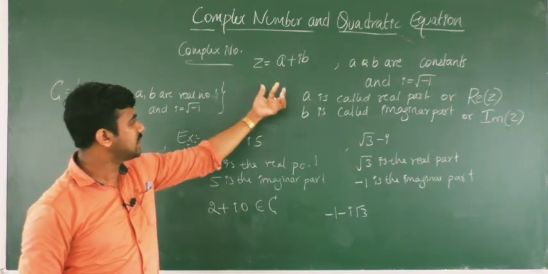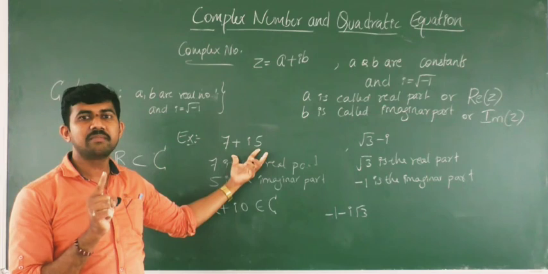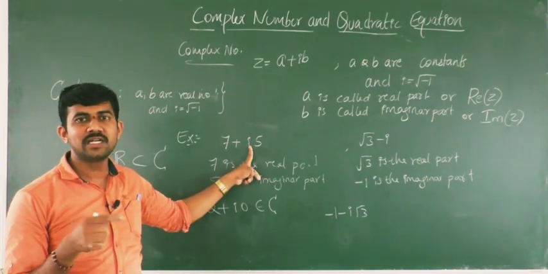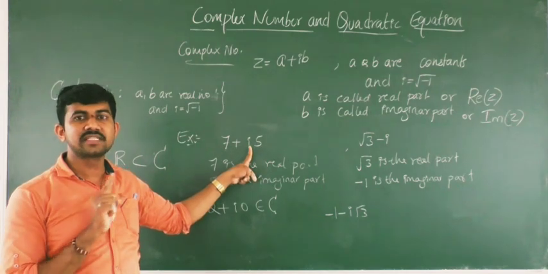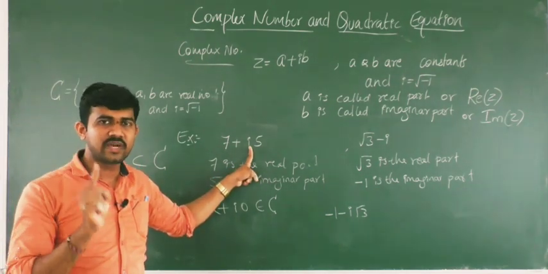But if you consider a complex number, it does not belong to the real numbers, because I will not get it in the real numbers. The value of i is root minus 1, whose square is negative. In the real numbers we will not get any number whose square is negative.